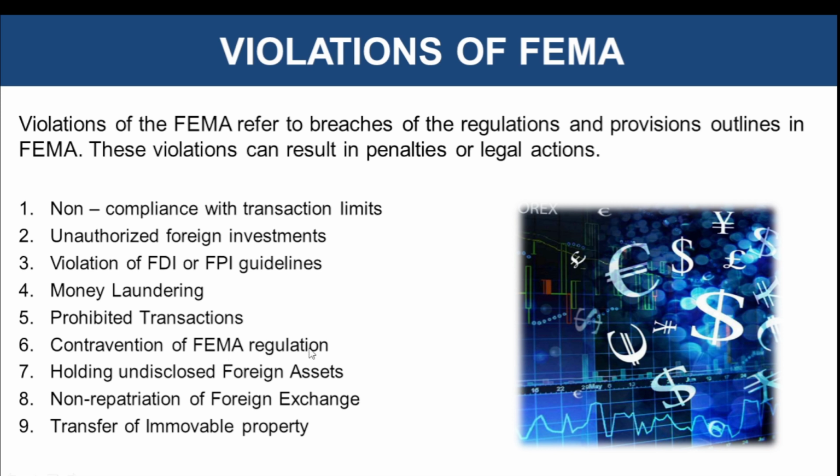Contravention of FEMA regulation. There should be no breaches or contravention of the rules and regulations that are set. Holding undisclosed foreign assets. If there are foreign assets held, that must be disclosed. If there are entities or individuals holding undisclosed foreign assets, again it will result in penalties or actions. Non-repatriation of foreign exchange, transfer of immovable property. So all these are examples of violations of FEMA that can result in penalties and legal actions.